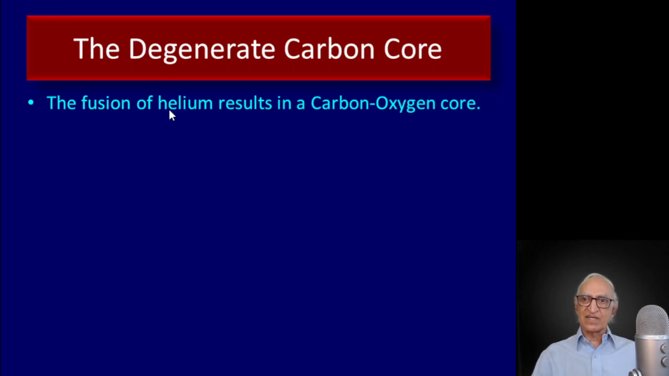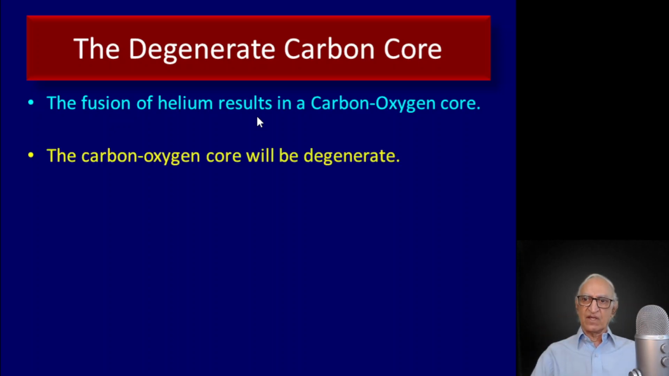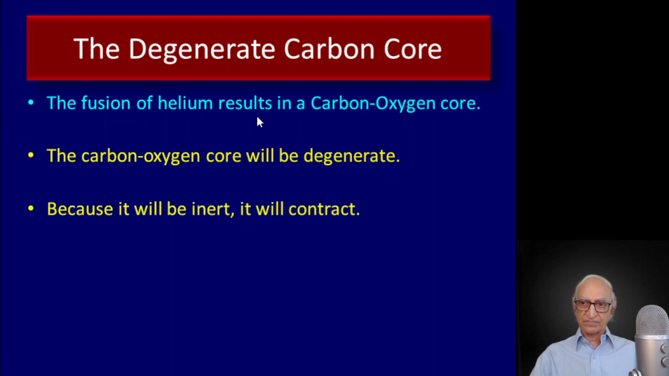The fusion of helium results in the formation of a carbon-oxygen core. It is mainly a carbon core with a little admixture of oxygen. Now the carbon core will become degenerate just as the helium core became degenerate because it's even more dense now. And it is inert because to fuse carbon you need a temperature of 500 million Kelvin. So since you don't have that temperature, the carbon core will be inert, therefore it will be squeezed and squeezed and squeezed by gravity and will become more and more degenerate.